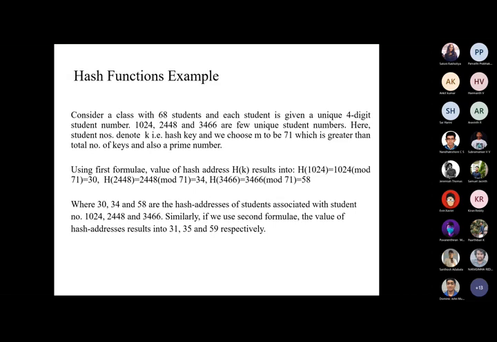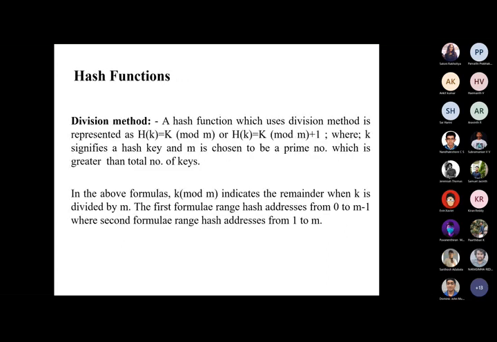For example, consider a class with 68 students, similar to your class, with each student given a unique 4-digit number. Each student is given a unique ID, like an Aadhaar ID or a roll number, namely 1024, 2448, 3466, or some unique student numbers. Here the student numbers denote the hash key k, and we choose m to be a prime number, preferably greater than the total number of keys.